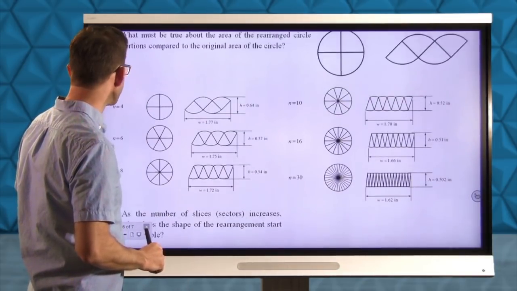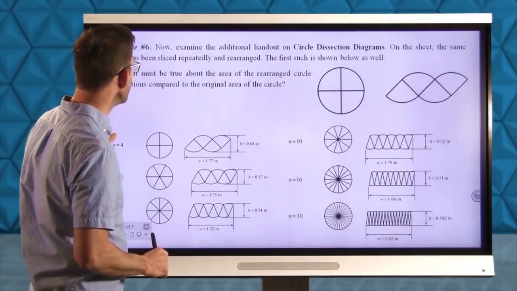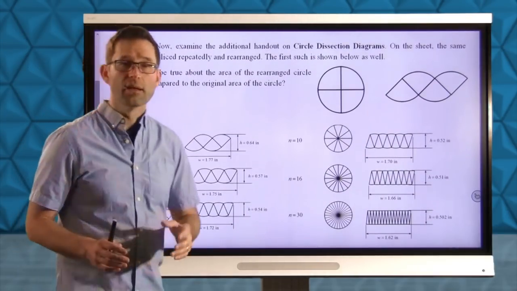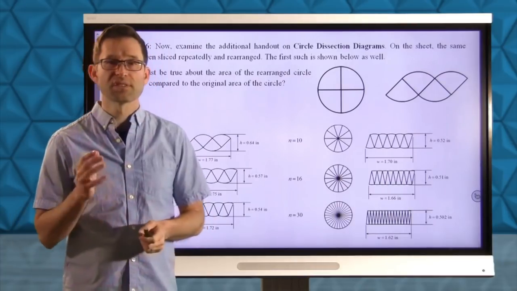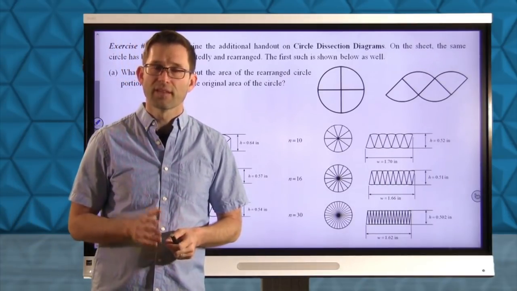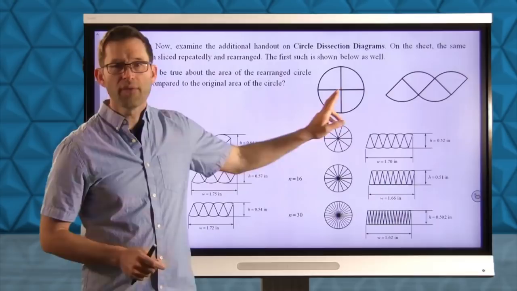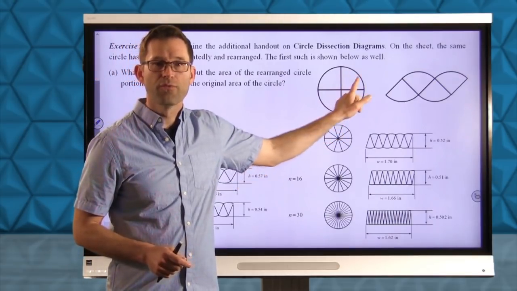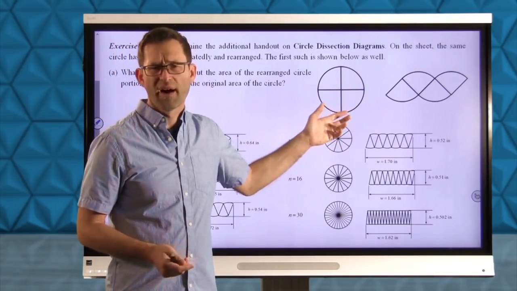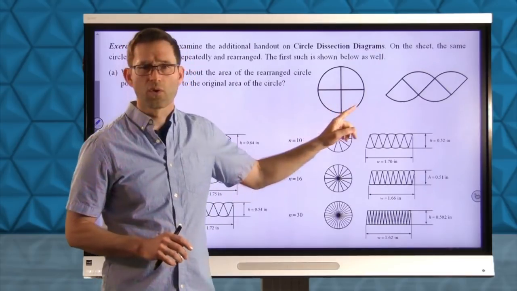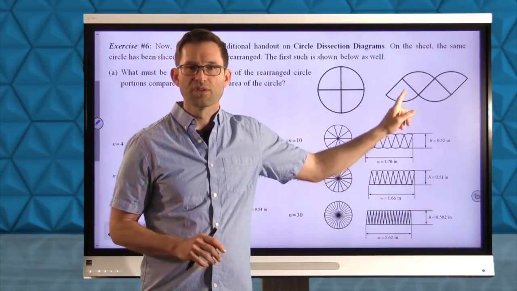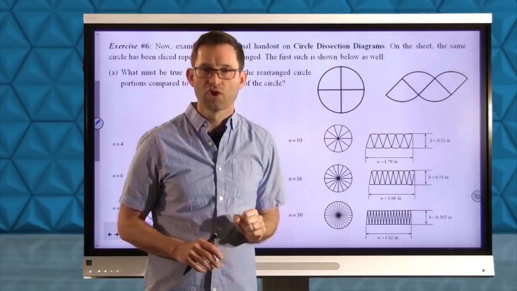Now, there's an extra sheet that goes along with this, hopefully you've got that, where I've taken this one particular circle and I've sliced it up and rearranged it. And it's kind of cool. So here I've taken the circle and sliced it up into 4 congruent pie slices. We're going to call them sectors of a circle. And then I rearrange them so that I've got those pieces sort of touching like that.